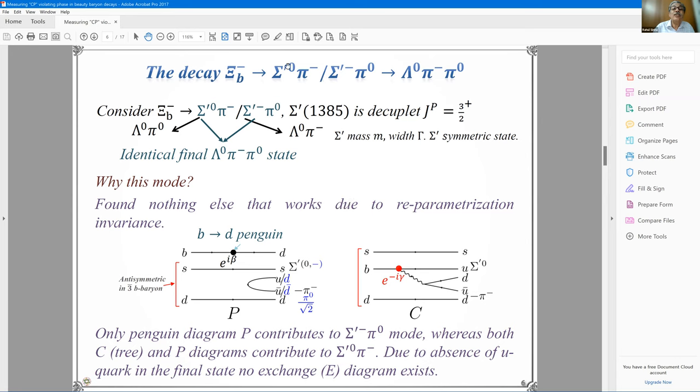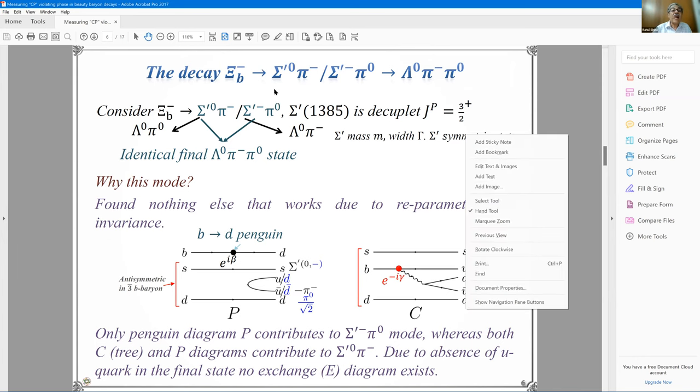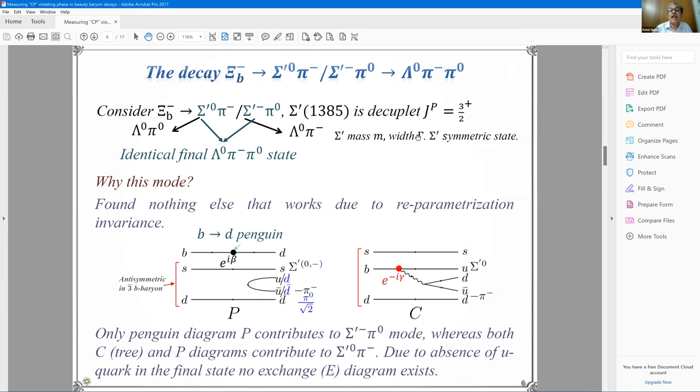which is chi_b minus going to sigma prime zero pi minus, or sigma prime minus pi zero, which decays finally to the common mode, lambda zero pi minus pi zero. And the sigma prime is a J^P 3/2 baryon with symmetric flavor. I'm going to just use my mouse. So what happens is that the sigma prime zero decays to lambda zero pi zero, and sigma prime minus decays to lambda zero pi minus, and the mass of the sigma prime is like m and gamma.